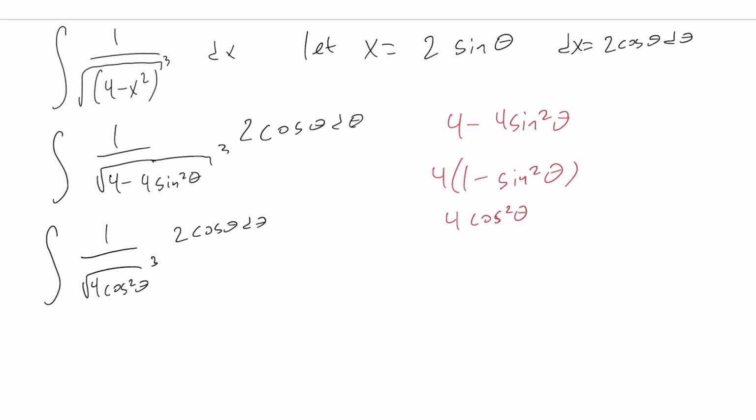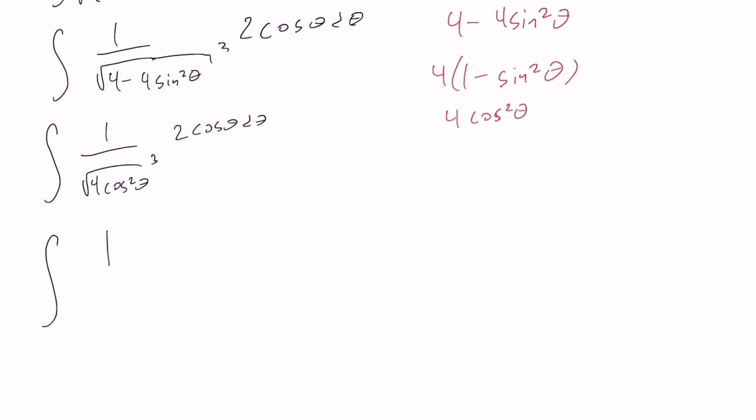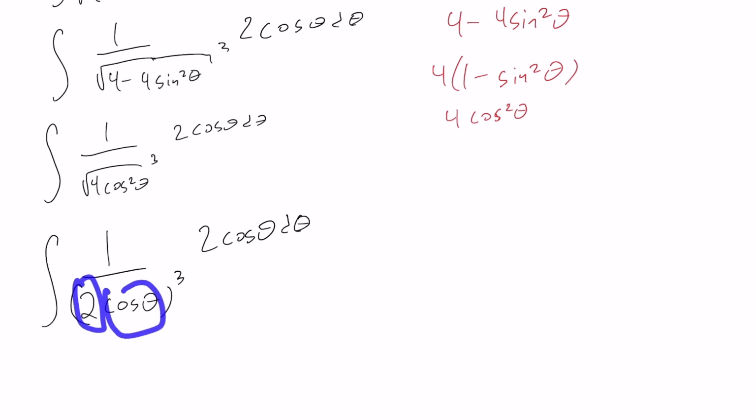But 4 cosine squared theta, when we take the square root of that, that's going to become the integral of 1 over 2 times cosine theta, that whole quantity cubed, all times 2 cosine theta d theta. Remember, square roots distribute over multiplication. So the square root of 4 times cosine squared is the same as the square root of 4 times the square root of cosine squared.